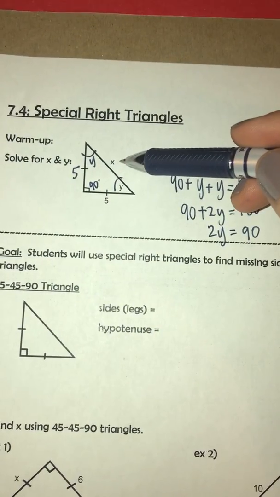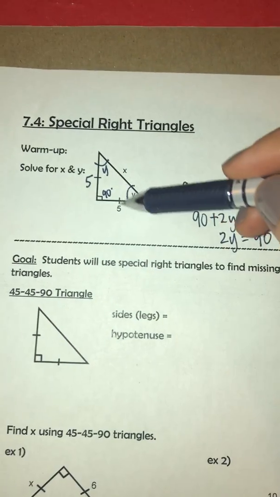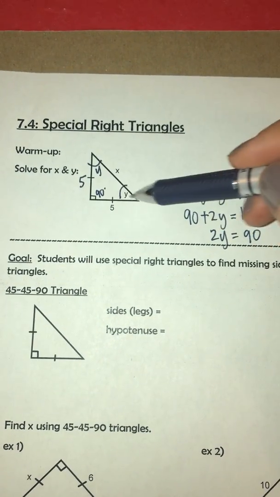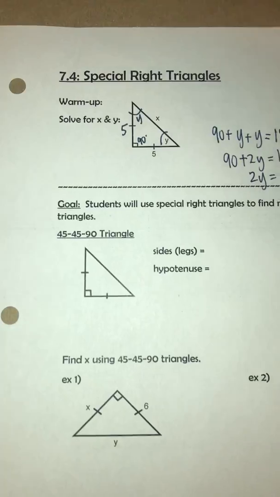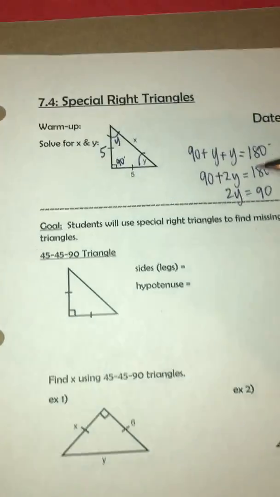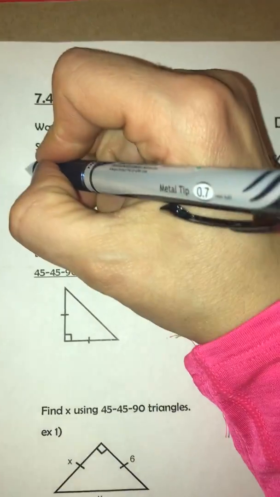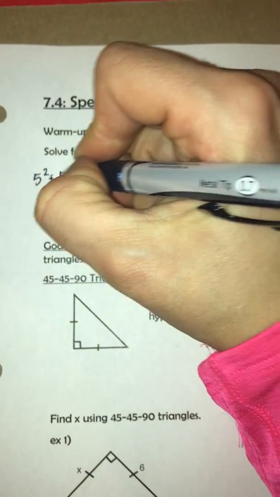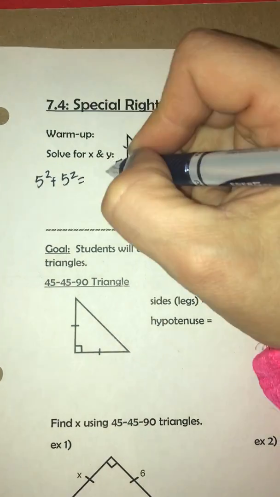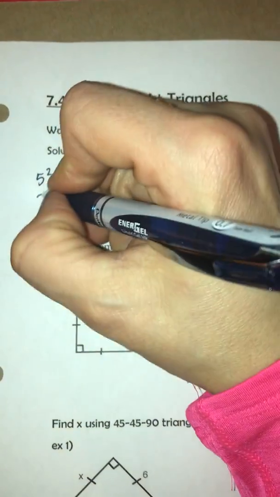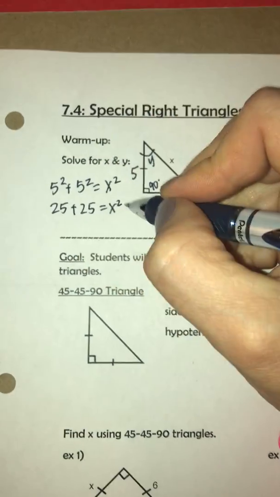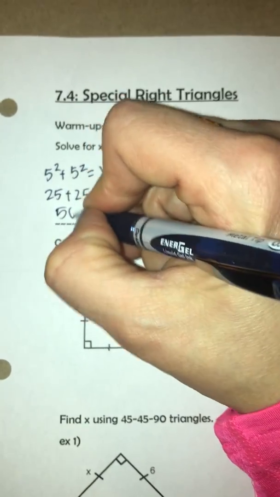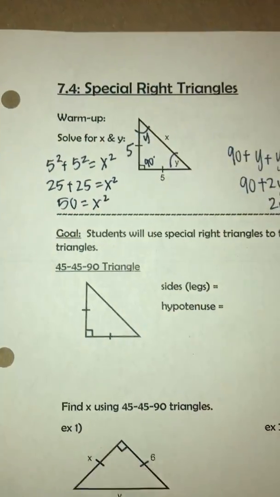Now, in order to find that other side length, since I knew these 2 are congruent and it's a right triangle, I can use the Pythagorean theorem. So this is a special right triangle we're going to learn about today. So this is going to be 5 squared plus 5 squared will equal our x squared, which is our hypotenuse. So 25 and 25 will equal x squared. So 50 will equal x squared.